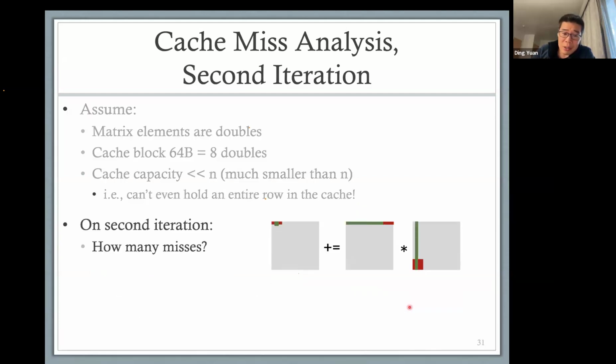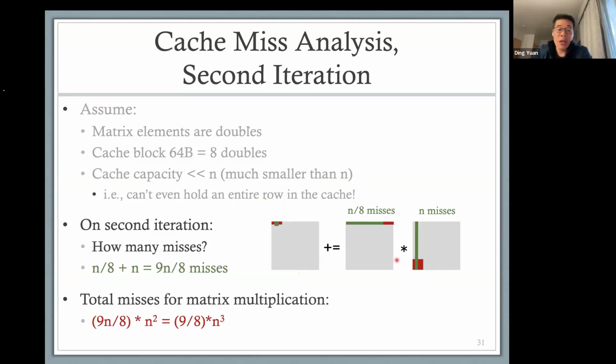So as a result, in the second iteration, the miss ratio is exactly the same as we discussed previously. N over 8 misses on A and N misses on B. And at the end, the cache will look like this. This red part is what remains in the cache.